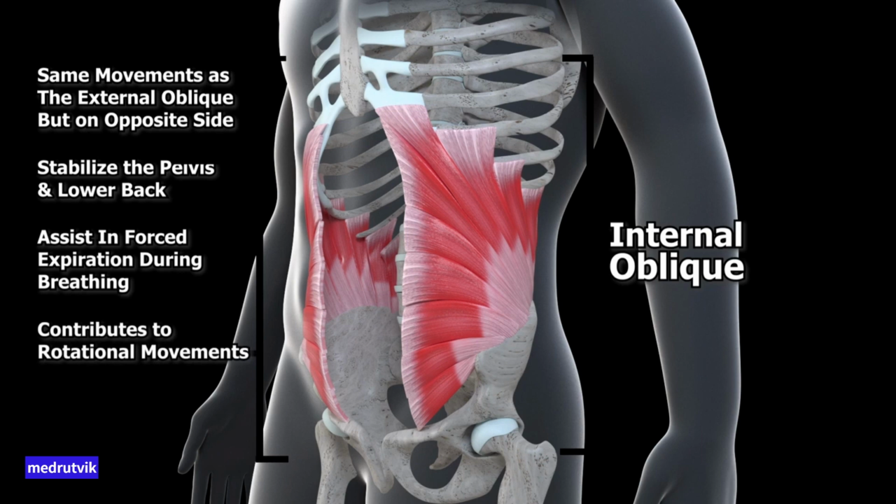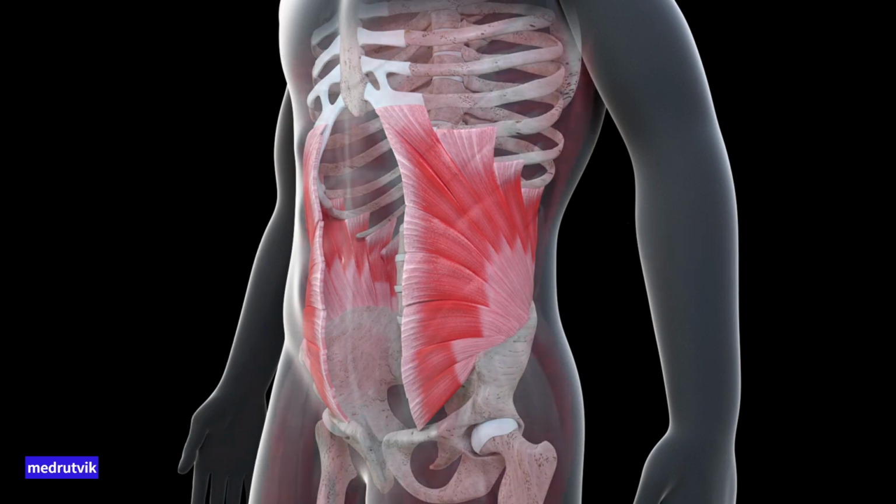involve twisting. In addition to rotational movements, the internal oblique also plays a role in side bending of the trunk and compressing the abdomen. This muscle, along with the external oblique, contributes to the creation of intra-abdominal pressure, which helps to stabilize the spine and prevent injury.